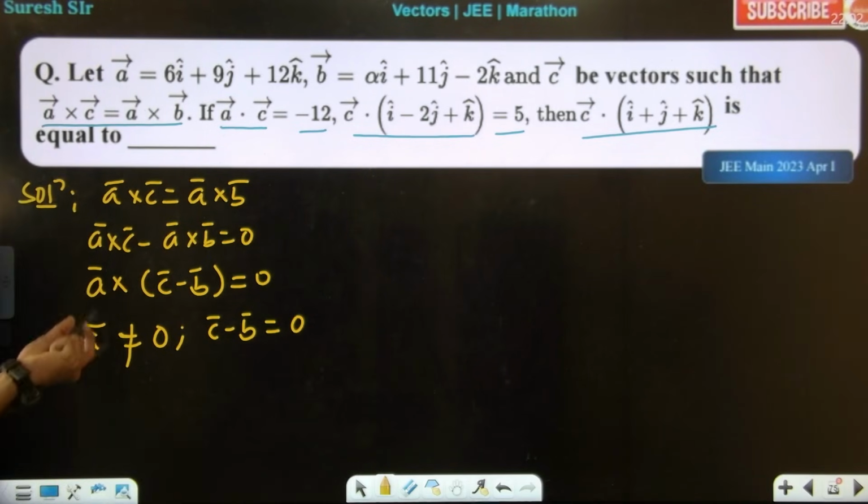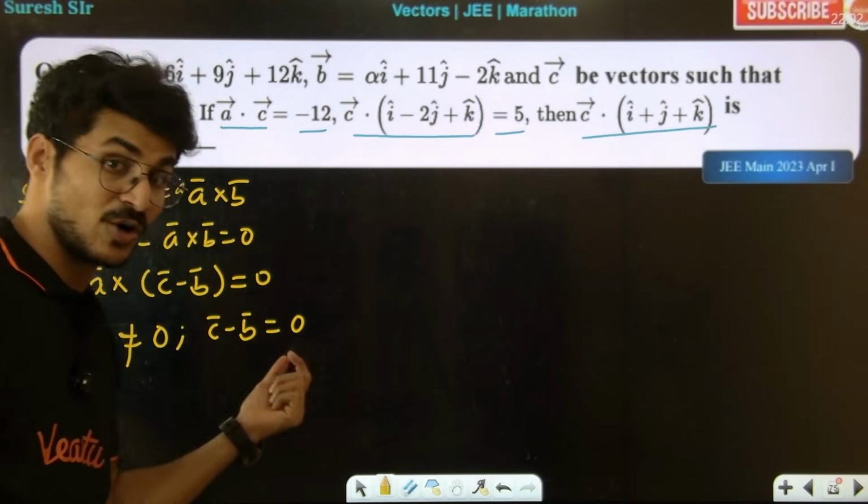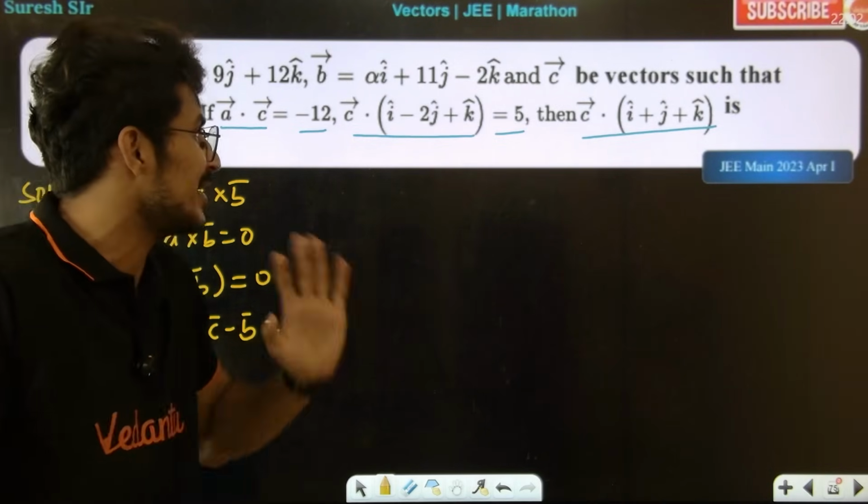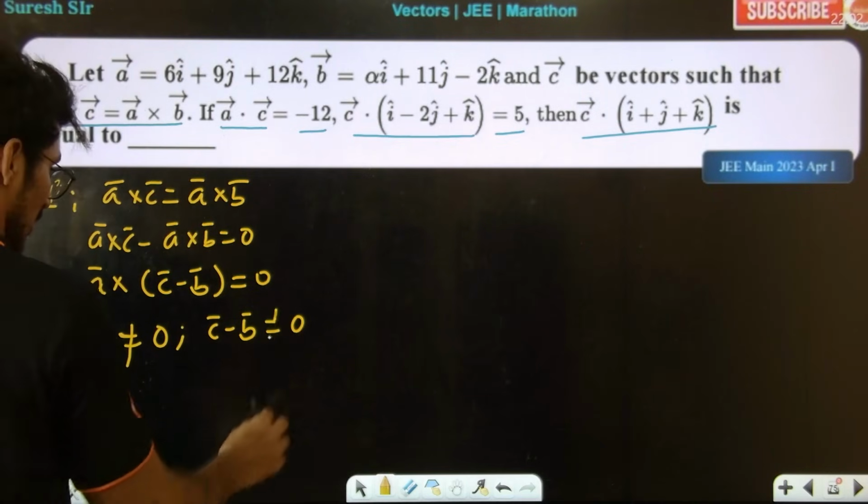Can it be like this? If A is 0, C minus B can be 0, right? Is there any possibility like that? Is there any possibility like that? No. So if C minus B is equal to 0, C should be equal to B. See, B is like this. Yes or no? So this also should not be equal to 0.